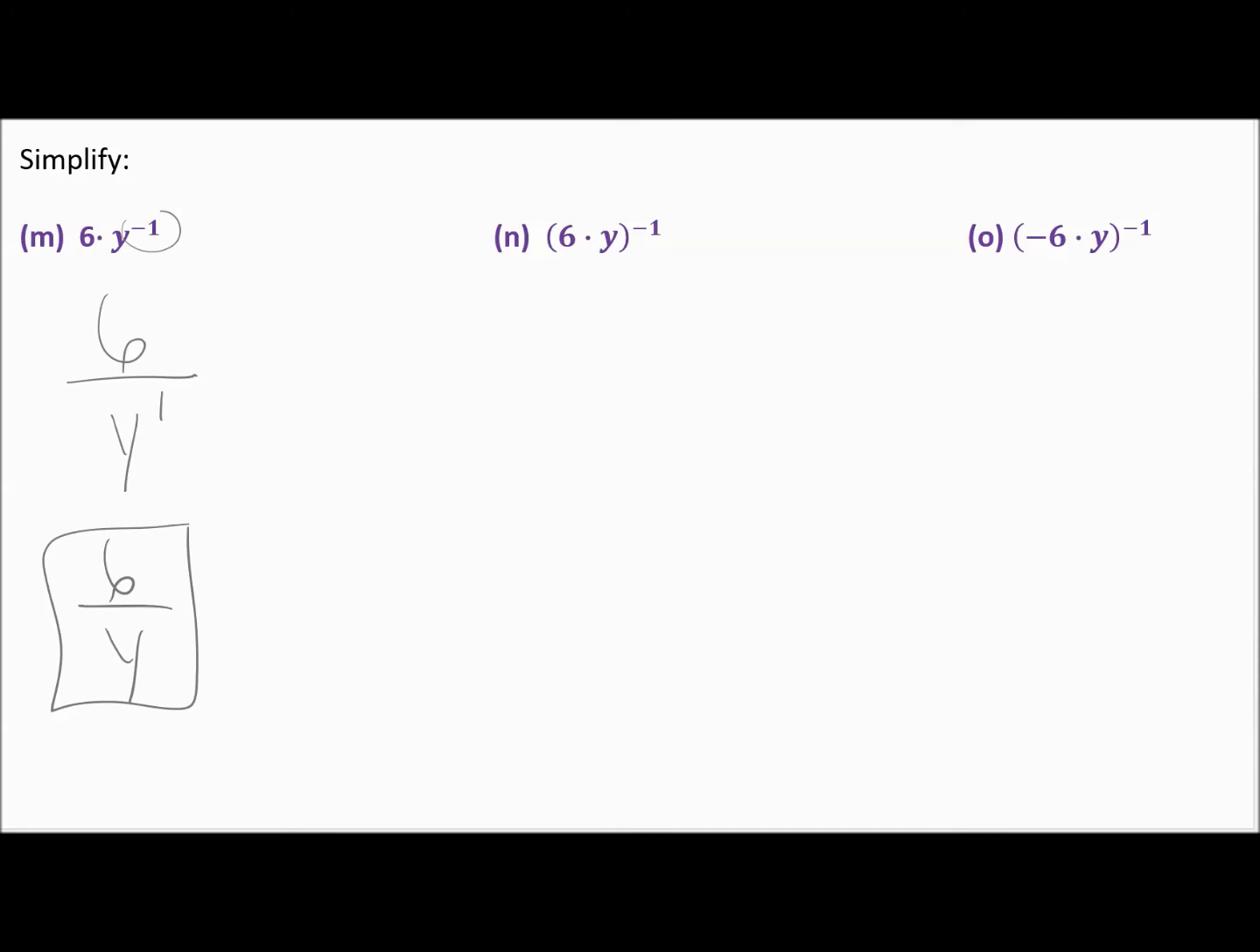All right, 6 times y to the negative 1. Here we go again. The negative 1 this time applies to the 6 and the y. So that would be 1 over, parentheses, 6y to the first. Well, that 1 applies to both of those, so essentially that's just 1 over 6y. Notice the difference between those. They look very similar, but it's a different result.